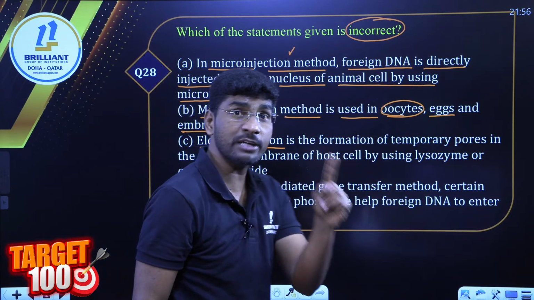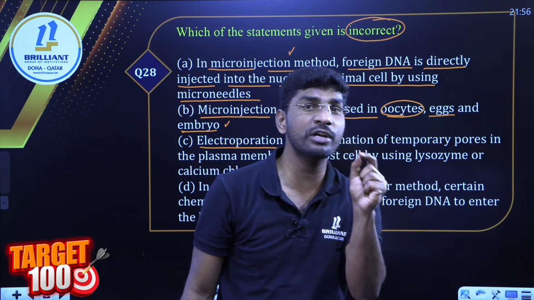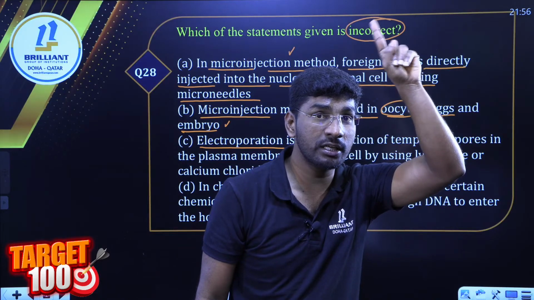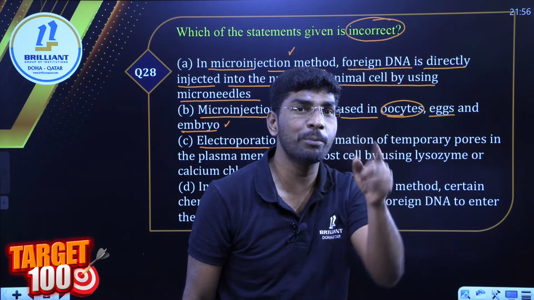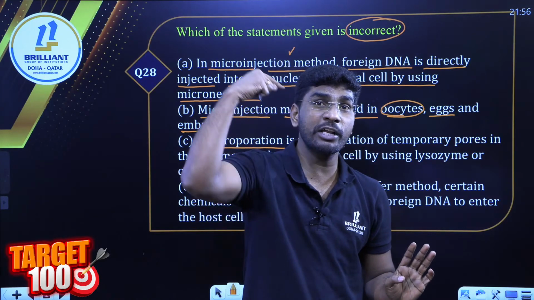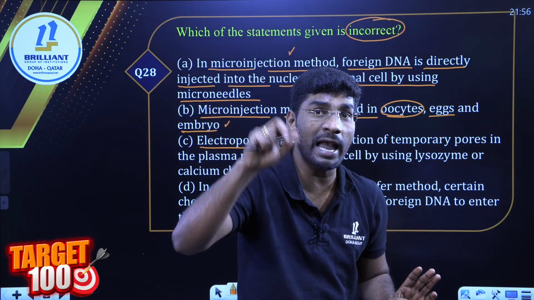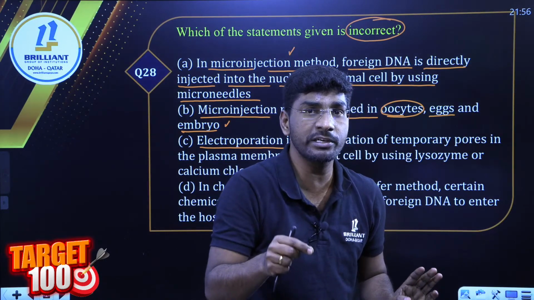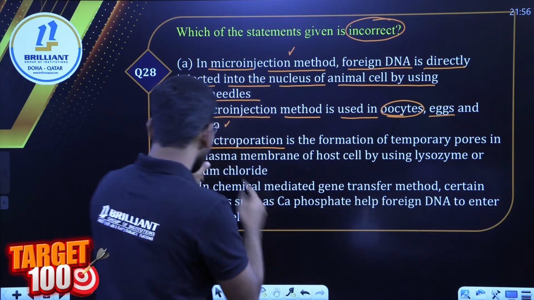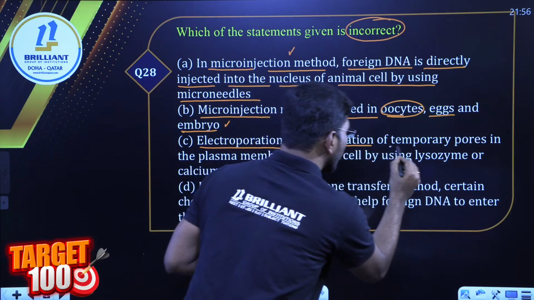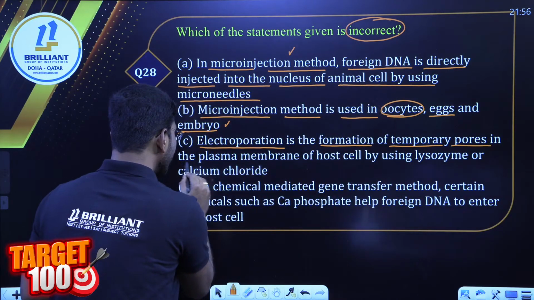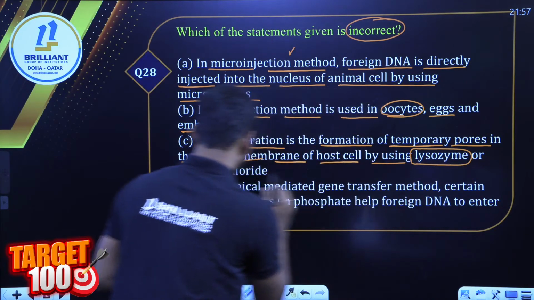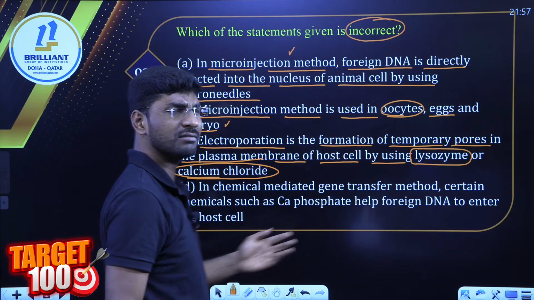Electroporation. Do you remember Salmonella typhi bacteria perforation in the small intestine we discussed? Perforation means hole formation. Same thing in the biotechnology applications chapter: Cry protein is activated under alkaline medium and makes a poration in the gut of the insect. Poration means hole formation. Look here. Electroporation is the formation of temporary pores in the plasma membrane of the host cell by using lysozyme or calcium chloride. Does this make sense?